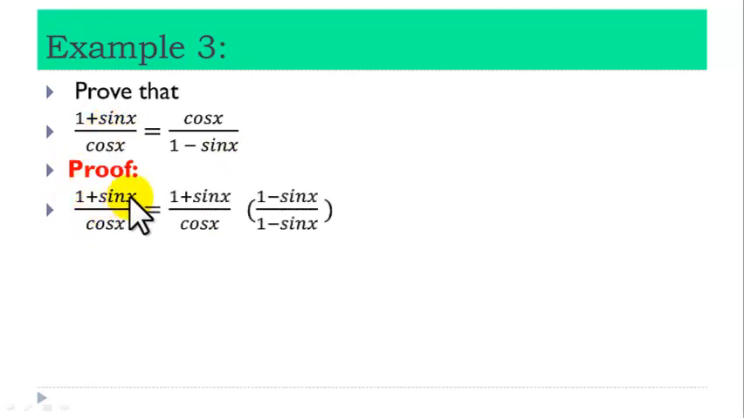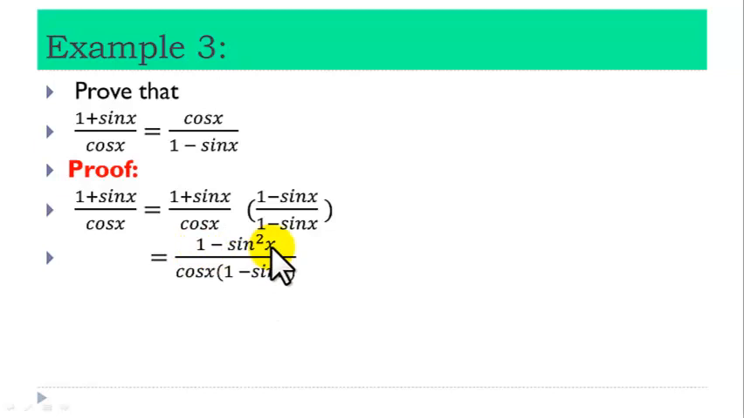(1 plus sine x) all over cos x is equal to (1 plus sine x) all over cos x times (1 minus sine x) all over (1 minus sine x). Thus we will multiply and divide by 1 minus sine x. Multiplying out the numerator, we have 1 minus sine squared x all over cos x times (1 minus sine x).